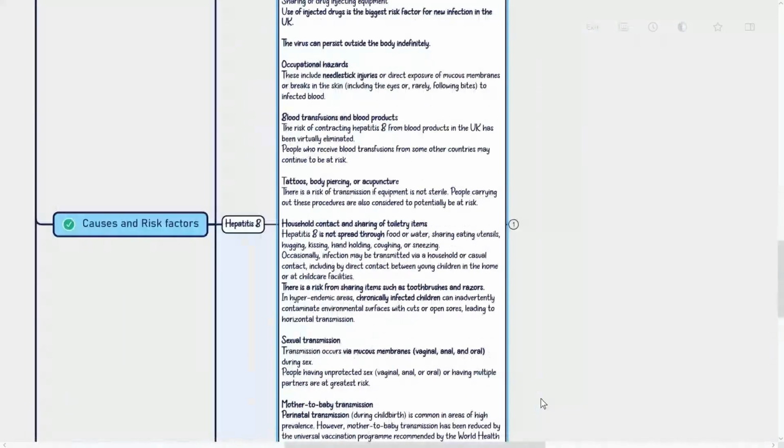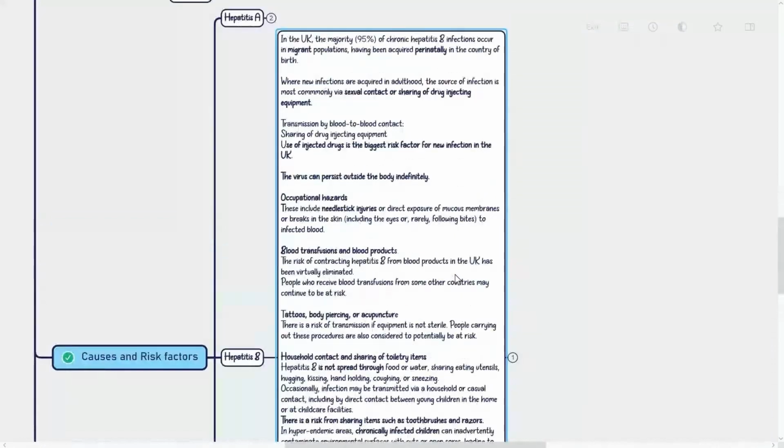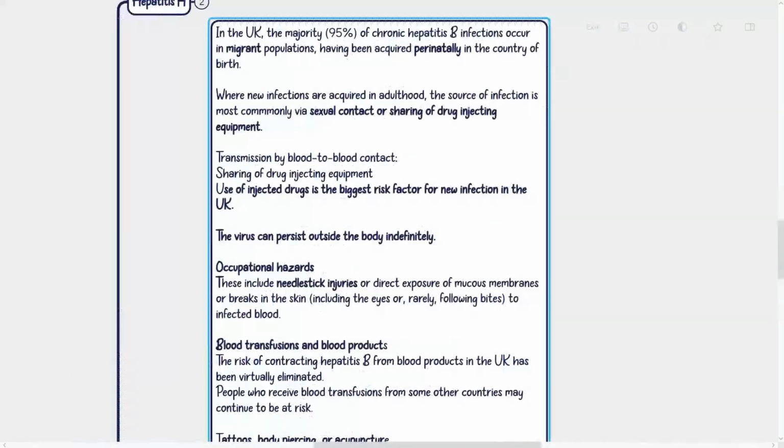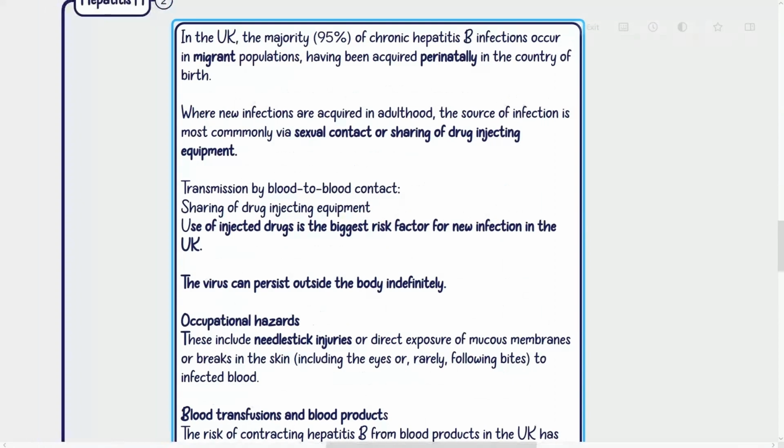In the UK, the majority, 95%, of chronic hepatitis B infections occur in migrant populations, having been acquired perinatally in the country of birth. Where new infections are acquired in adulthood, the source of infection is most commonly via sexual contact or sharing of drug-injecting equipment. Transmission by blood-to-blood contact: sharing of drug-injecting equipment, use of injected drugs, is the biggest risk factor for new infection in the UK. The virus can persist outside the body indefinitely.